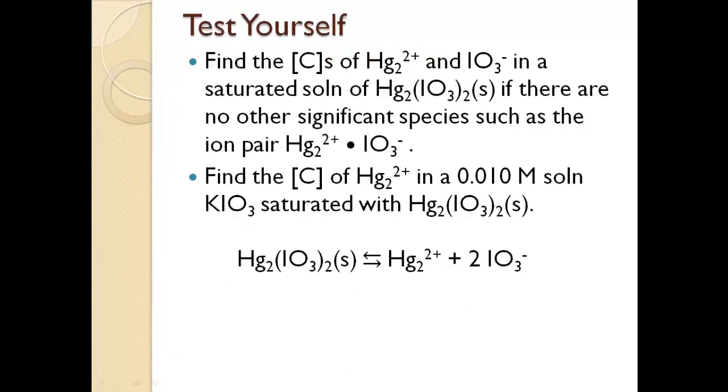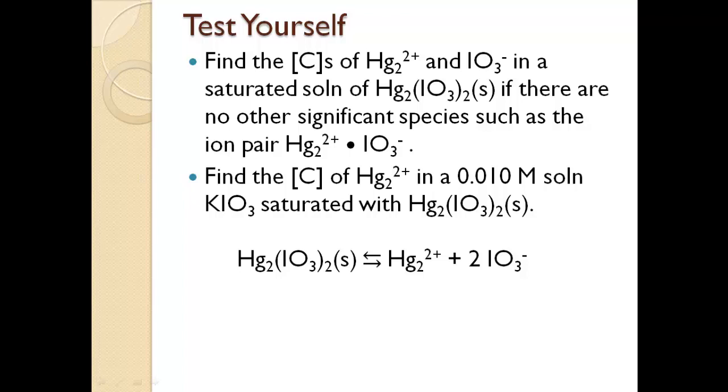Let's see if we can do this problem. It says, find the concentrations of Hg2 2+ and iodate in a saturated solution of mercury(I) iodate if there are no other significant species such as the ion pair Hg2 2+ and IO3-. And of course, they give you the reaction right at the bottom here.